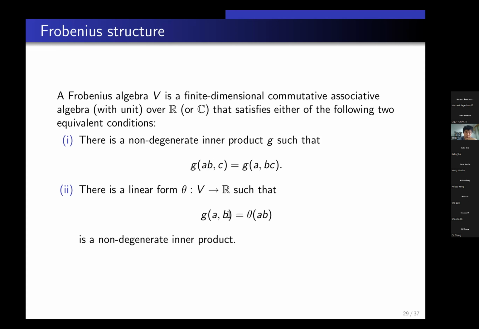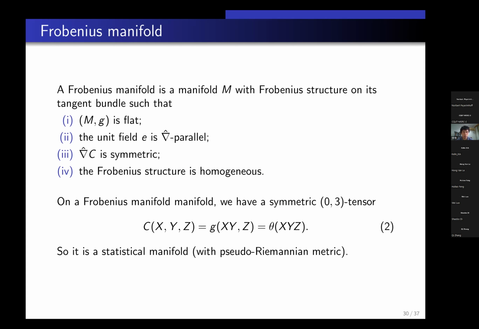We can also define a Frobenius structure by using a linear form, and from this linear form we can have an inner product. We use theta to define this G. So one and two are equivalent. Sometimes people like the first definition more. Okay, so Frobenius manifold is a much studied subject in string theory and in mirror symmetry.